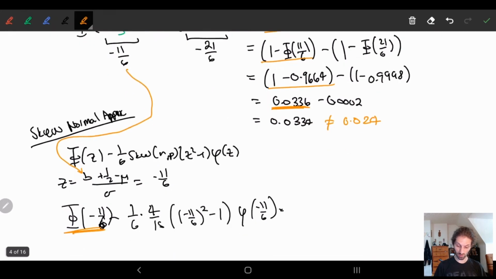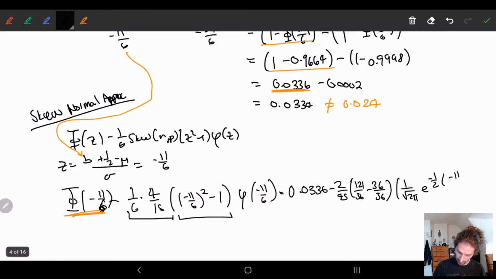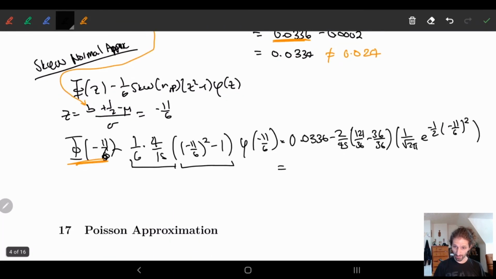So we end up with 0.0336. Okay, so what we get in this part here is 2 over 45. So minus 2 over 45 is this little part here. The second part, if you calculate, you'd get 121 over 36 minus 36 over 36. And then we'll plug in phi. So we get 1 over square root of 2 pi e to the minus 1/2 z squared. Okay, so let's put these together.